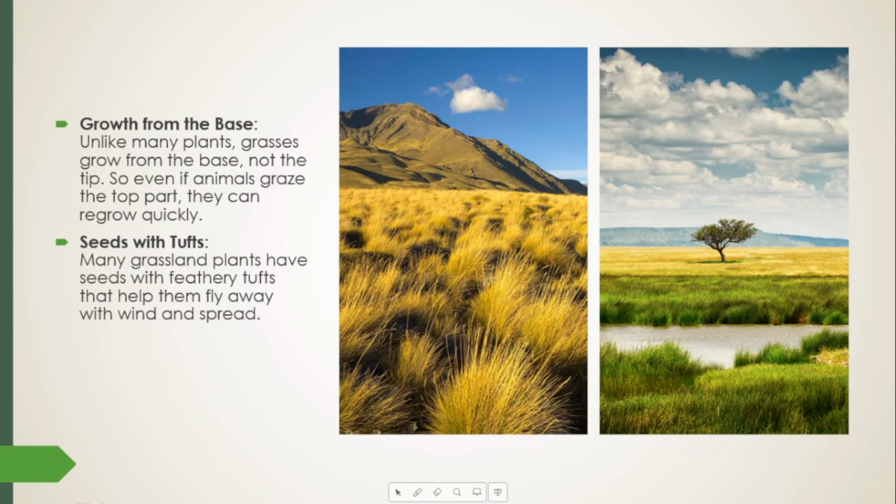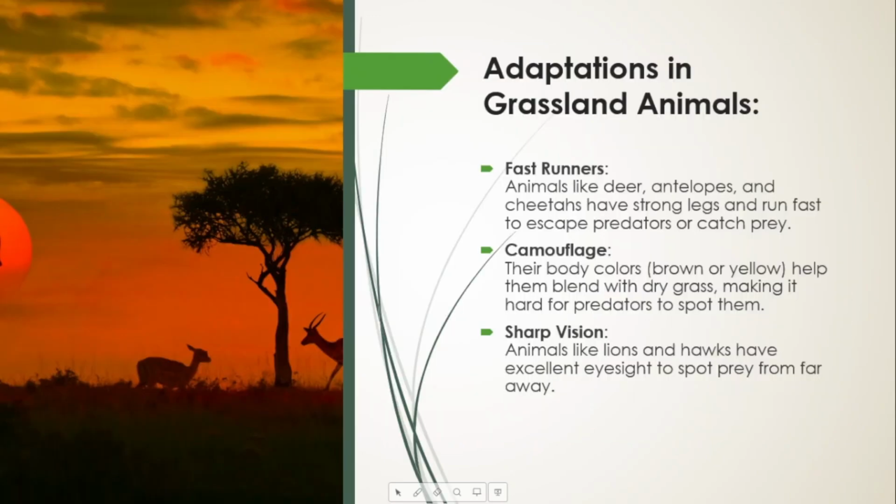So basically the seeds with tuft are used to move from one place to another, and when they reach a new place and get suitable conditions, they grow into a new plant. So basically it is helping in the reproduction and regeneration of new plants.